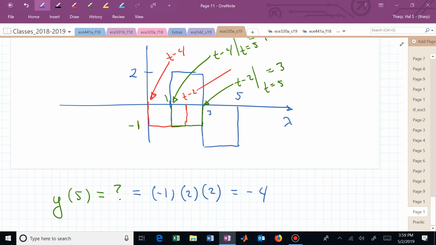Y of t between 4 and 5 will be some function of t. And if you plugged in t equal to 5, you would calculate, hopefully, and obtain -4 for an answer.